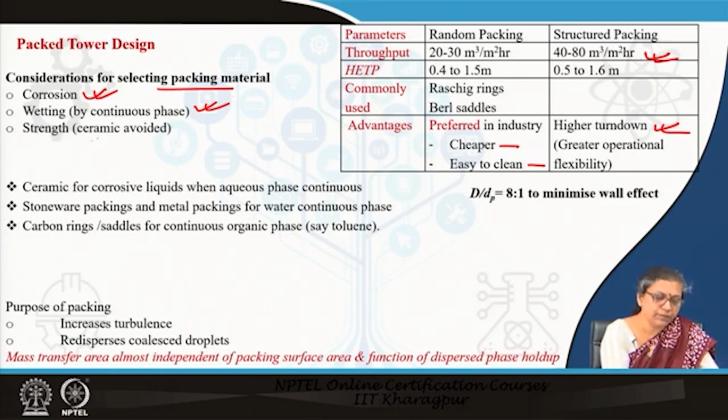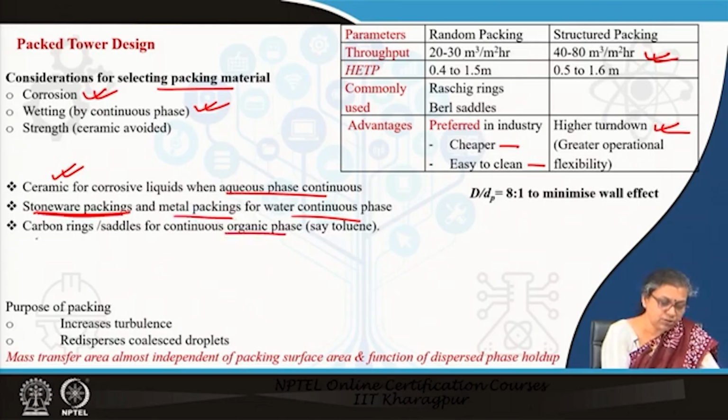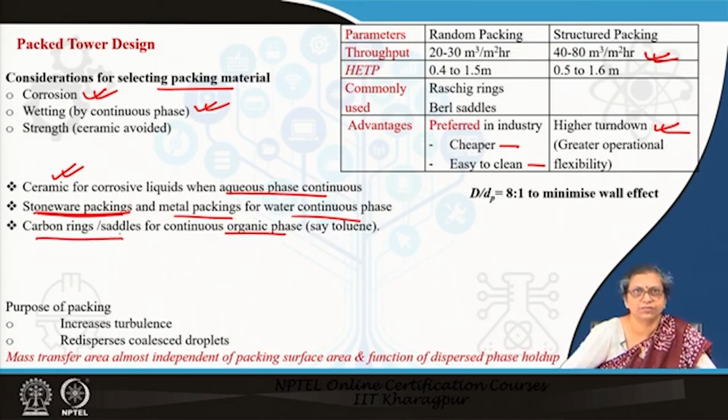Considering that, ceramic is usually not adopted, because it is quite brittle and if it breaks down, there is a chance that it is going to clog the pipelines, etc. But of course, when the aqueous phase is continuous, we often select ceramic for corrosive liquids. Even for a water continuous phase, since it is cheaper, we can use stoneware and metal packings. When the organic phase is continuous, we use carbon rings or saddles.